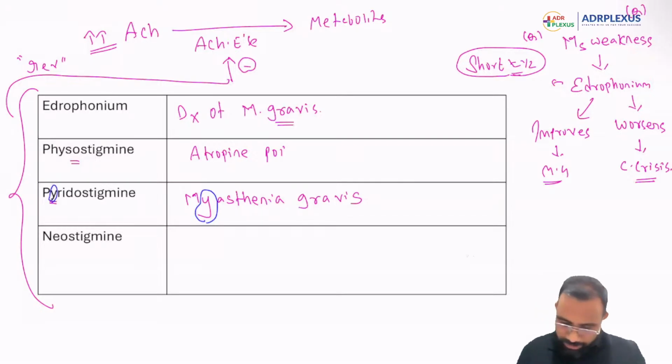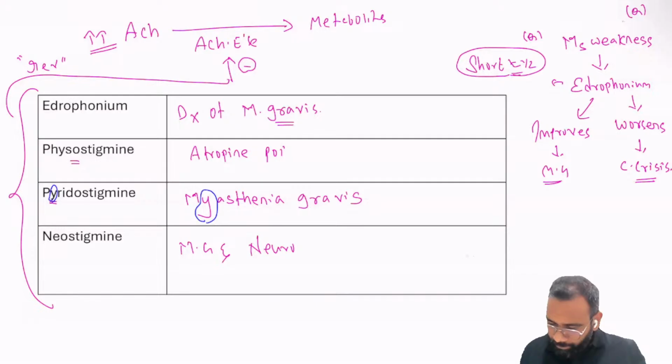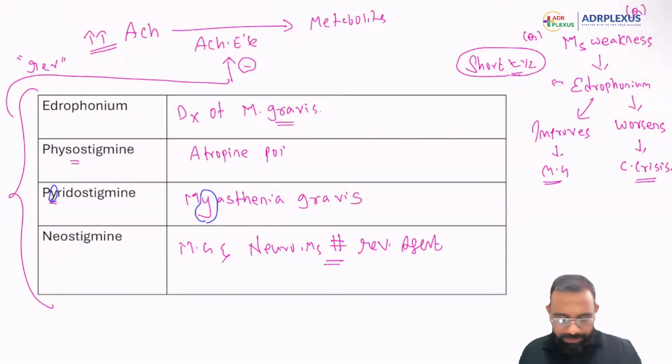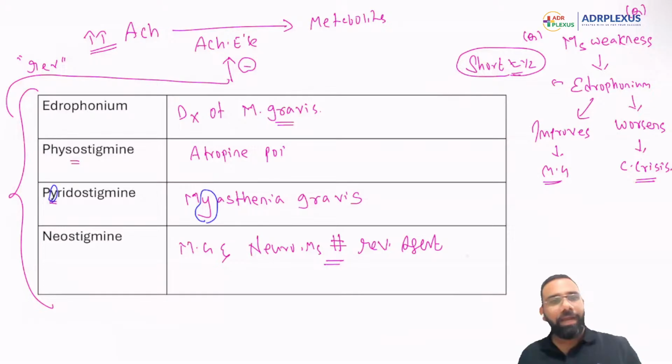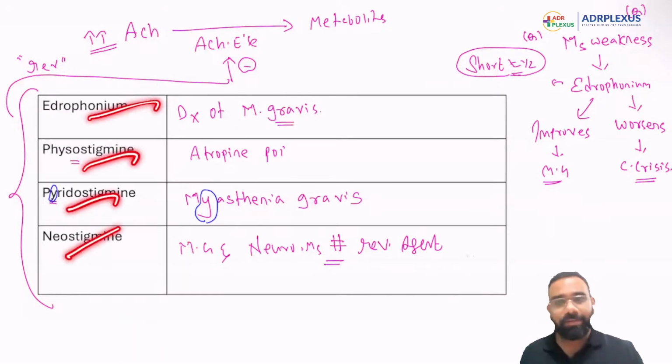Right. Next, neostigmine. It is useful in the treatment of myasthenia gravis as well as a neuromuscular blocker reversal agent. That's all. It's a reversal of muscle relaxation. That is fantastic. That's all about these reversible anticholinesterases. Each and everything is asked in the exam.